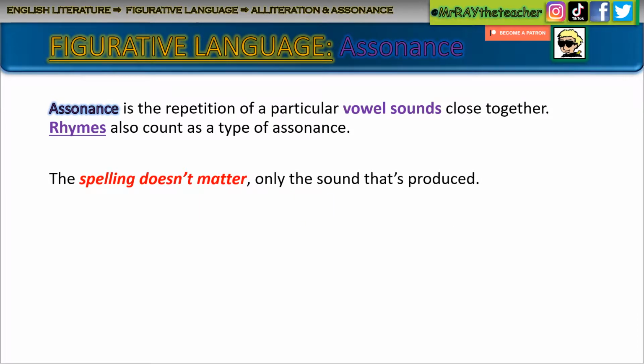Spelling doesn't matter, only the sound that's produced. So similar to the setter example with the C and the S sound. For example, and here's the phonetics, the A sound is repeated here. E-I-A. If you study Japanese, you put those kind of together, you get the A sound.